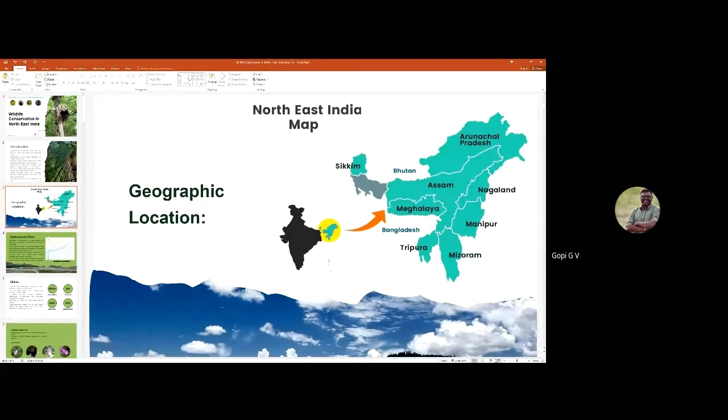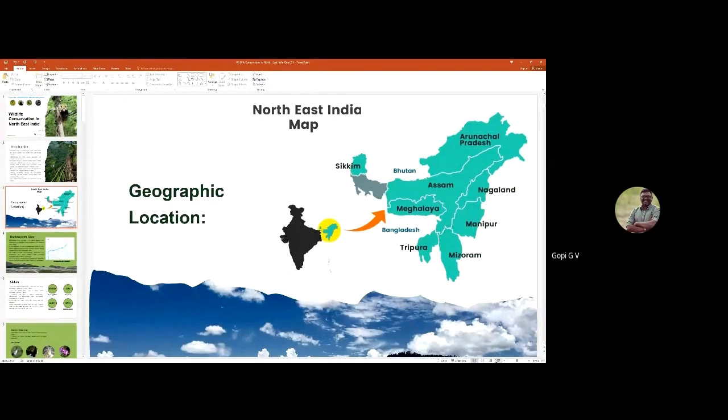There are different bear species like Asiatic bear, sloth bear, Malayan sun bear. There are canid species, wild dogs and jackal. And so there are charismatic species like elephants, gaur, one-horned rhinoceros, tiger, obviously, and wild buffalo.